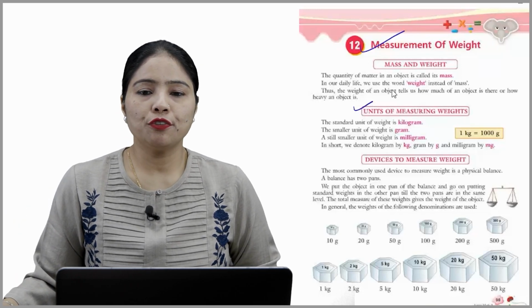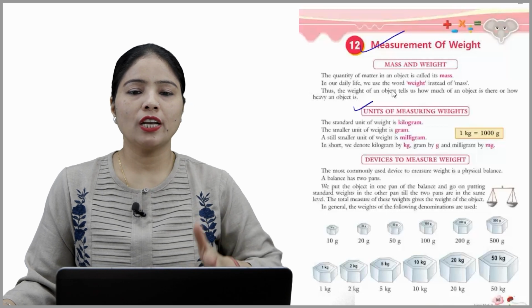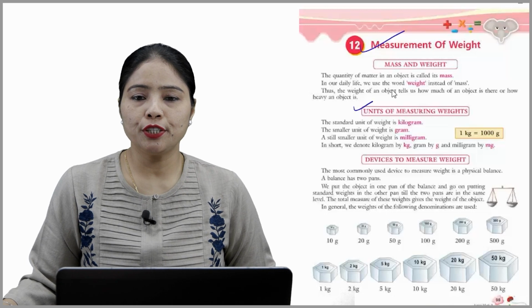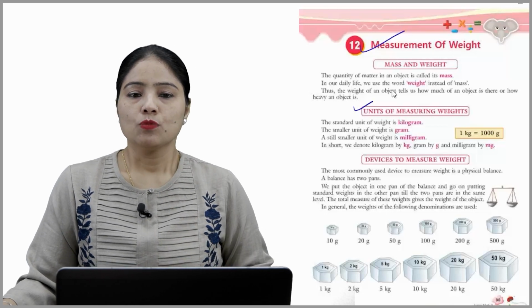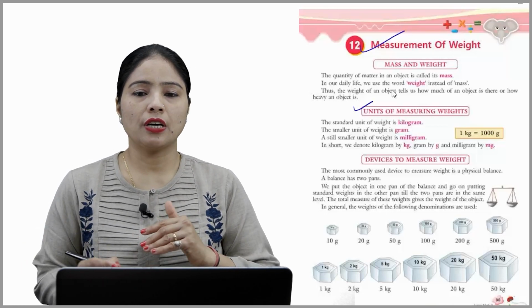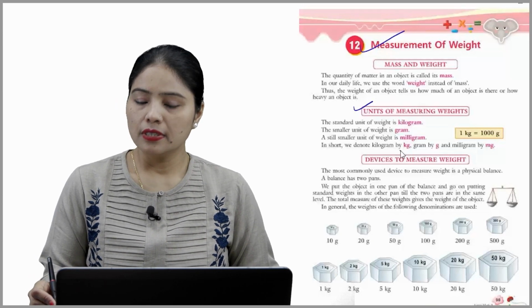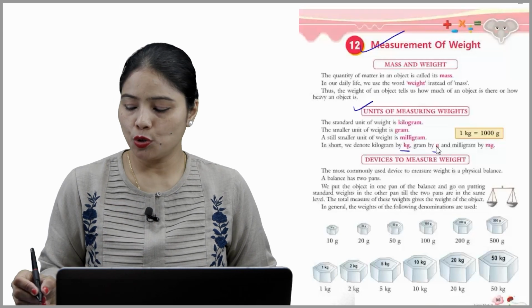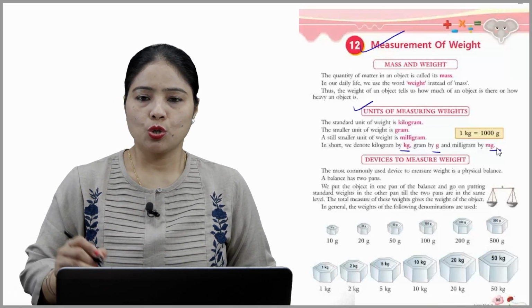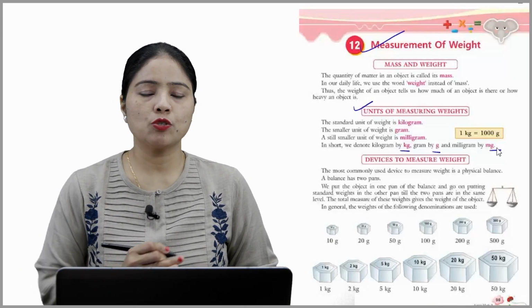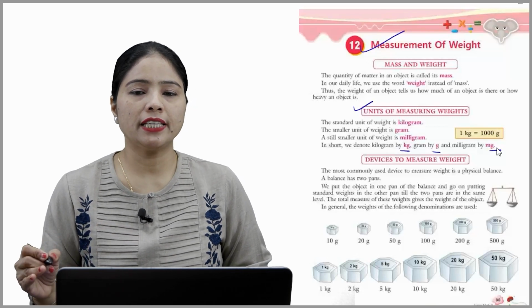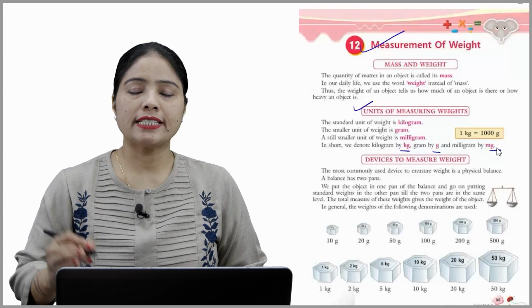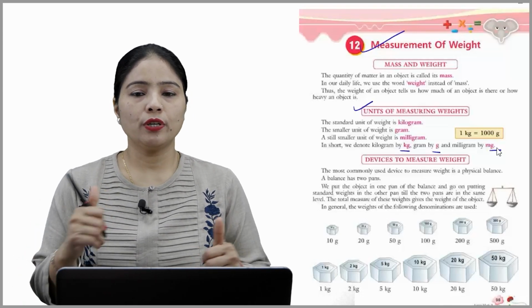The standard unit of weight is kilogram. The smaller unit of weight is gram beta. A still smaller unit of weight is milligram. So in short we denote kilogram by kg and gram by g, and milligram we just denote with mg beta. Milligram is the smallest, after that gram, and the biggest unit is kilogram. And 1 kg is equal to 1000 gram. Hope you understood well.